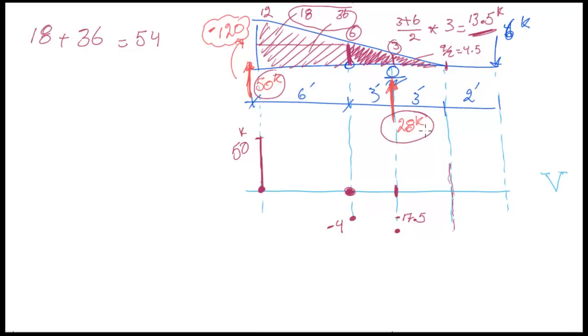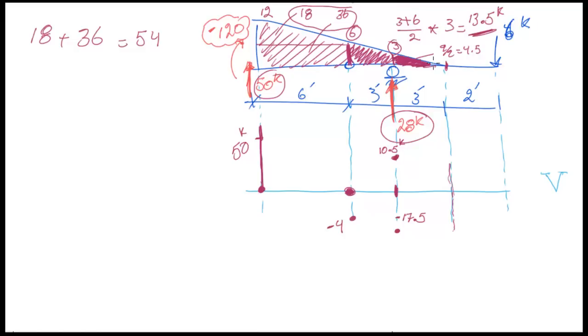This 28, before continuing to the next point, will try to push the shear diagram 28 points upward. So if you have 17.5 and you're going to be pushing it 28 units upward, you're going to end up having 10.5 in the positive somewhere in here. I'm not drawing everything to scale, but 10.5k. Then from this 10.5k, I will add the value of the area under the load diagram, which happens to be 4.5.